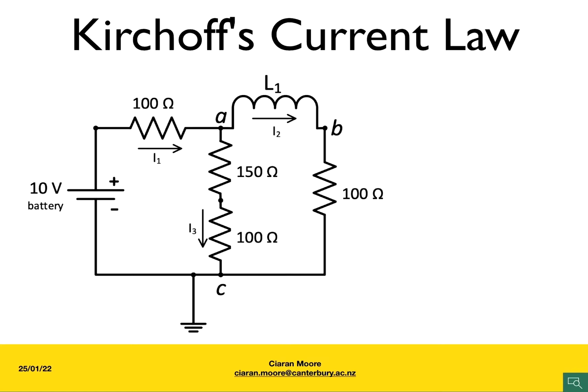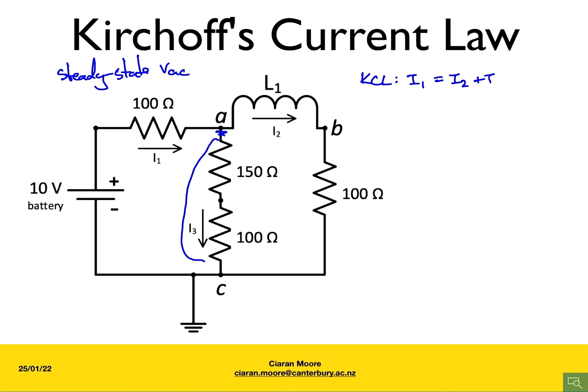Say we want to find the steady state voltage across a component in the circuit. Say it's these components here, that is voltage VAC. We can use Kirchhoff's current law to help us find that quantity. Kirchhoff's current law tells us that the currents into a node, and we'll look at node A for this example, the currents into the node must be equal to the currents leaving the node.